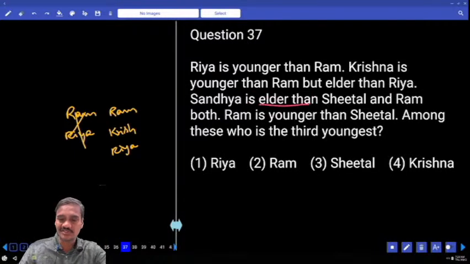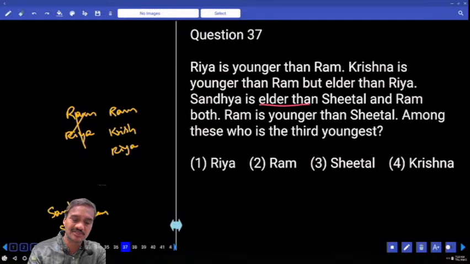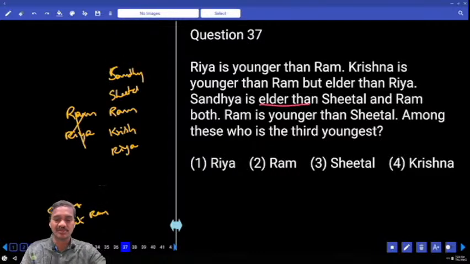Sanjay is elder than Sheetal and Ram. Now Sanjay is elder than both these two persons. Who are those two? Sheetal and Ram. Ram is younger than Sheetal, and Sheetal is here, and Sanjay must be the first one. And who among the following is the third youngest? Ram, that is choice 2. Third youngest from the bottom.